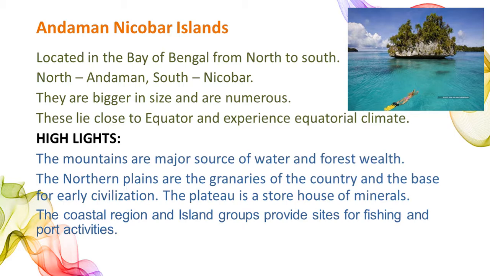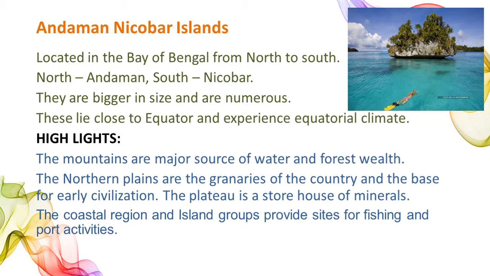It is believed that these islands are elevated portions of submarine mountains. It means they are of volcanic origin. That is why India's only active volcano, Barren Island, is located in the Andaman and Nicobar Islands. These island groups are of great importance because they contain great diversity of flora and fauna. These islands lie close to the equator, that is why they experience equatorial type of climate and have thick forest cover.